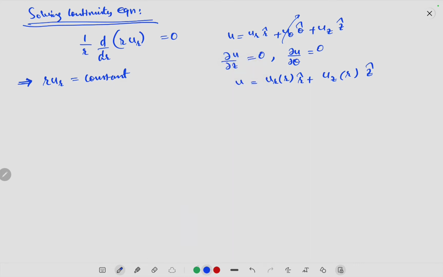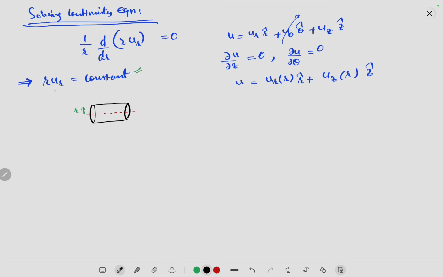So you had a pipe, and the fluid was flowing along this pipe, and the coordinate axes were, this was r. Now if I ask you what will happen at r equal to 0, what will be your answer? From this equation you will say at r equal to 0, u_r will be infinite, but it is not realistically possible, so that's why this constant has to be 0.